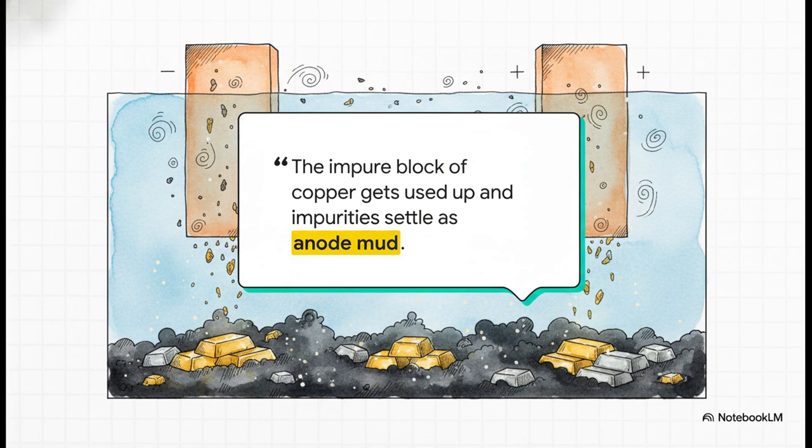But wait, what actually happens to all the impurities in that raw block? Honestly, this is one of my favorite details in this entire explainer. Just read this quote. The impure block of copper gets used up, and the impurities settle down as anode mud or slime, which contains insoluble impurities like gold and silver. Yeah, you heard that right. By purifying the copper, the process neatly filters out all the dirt and zinc, but it also drops precious metals straight down to the bottom of the tank. Extracting that mud actually yields bonus materials like solid gold and silver. It's like finding hidden treasure in the sludge.